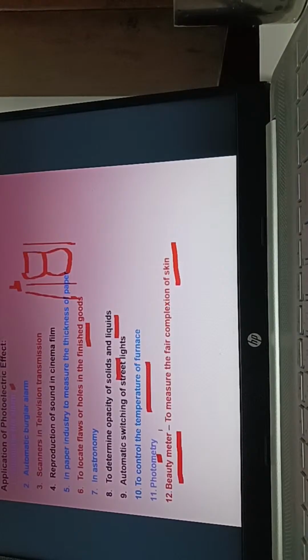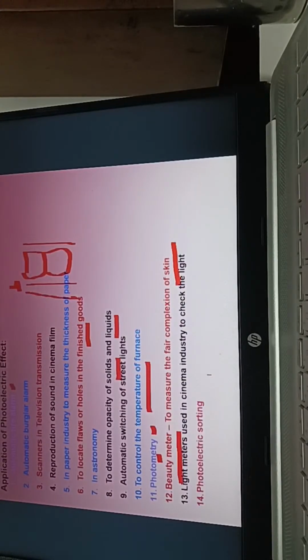Photometry means with the help of this one you can also measure light. Photometry is generally used in a camera, to see how much light is there to take the video. Light meters are used in the cinema industry to check the light. It is the same in photometry also.